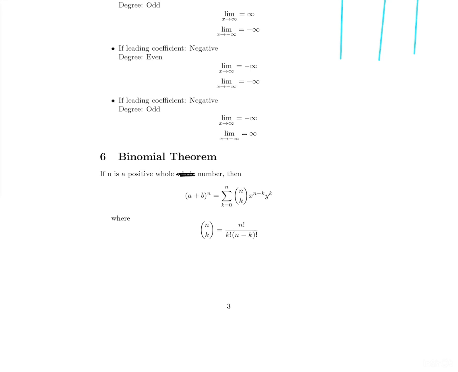Moving on, we have number 6, binomial theorem. If n is a positive whole number, then the expansion of a plus b to the power n is as follows. Now, if you are still not clear with the binomial theorem, I recommend you watch one of my videos. I break down the binomial theorem into 3 very simple steps, or you could watch some other video and be thorough with the binomial theorem.